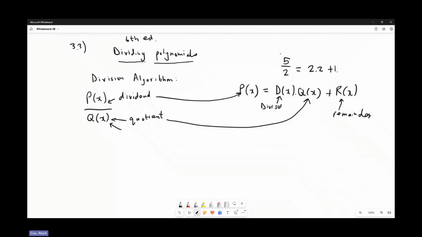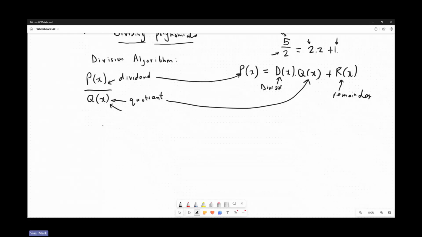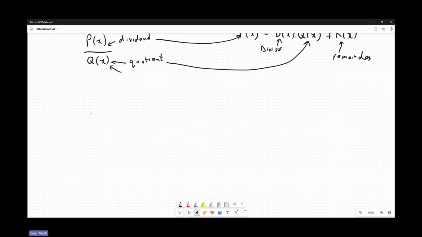So you have your dividend 5, you have your 2 as your quotient. This 2 here is my divisor, and 1 is my remainder. Pretty much in the same way. And then in the book that I'm using, they have a nice example of how to see these things more concretely. So there's this example on long division.